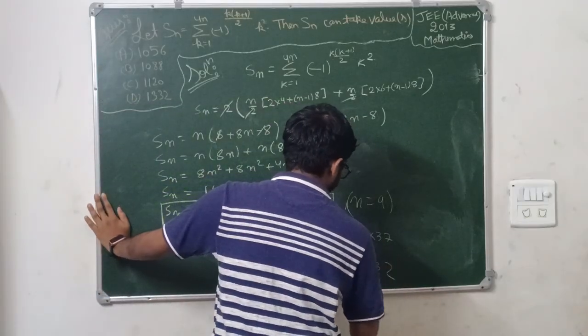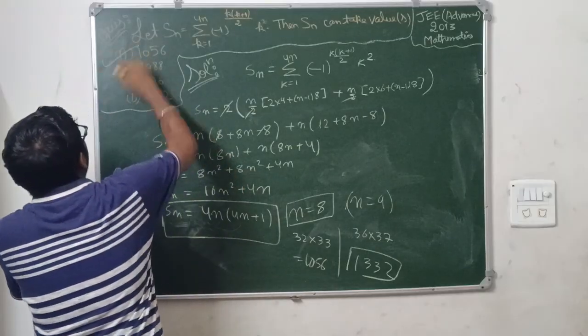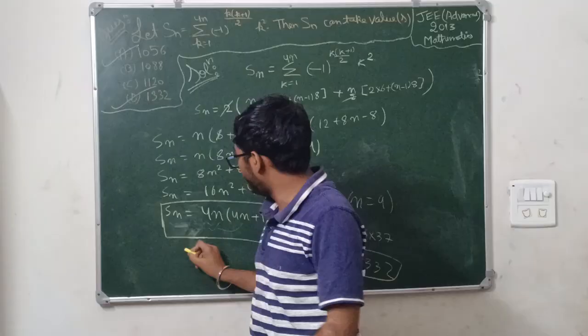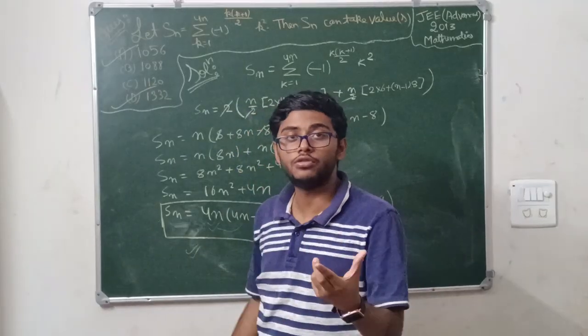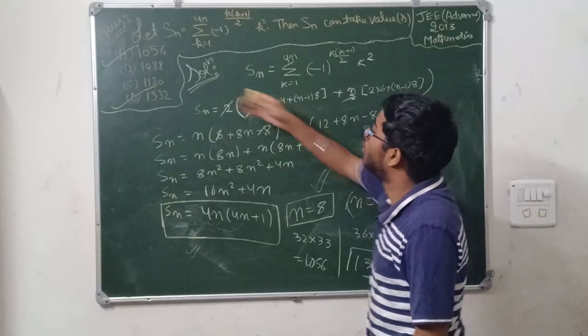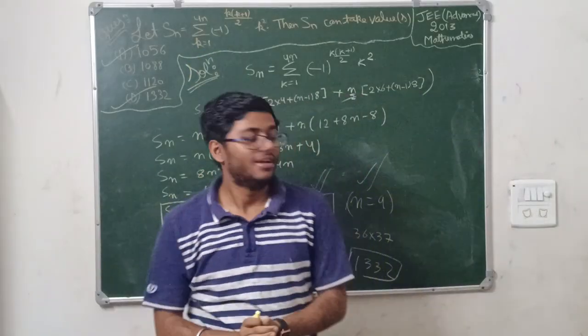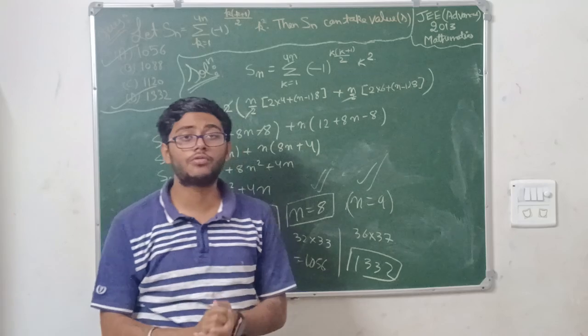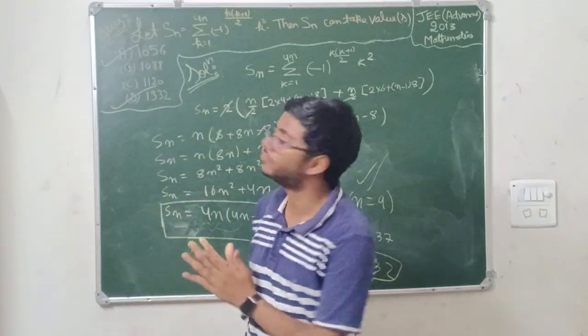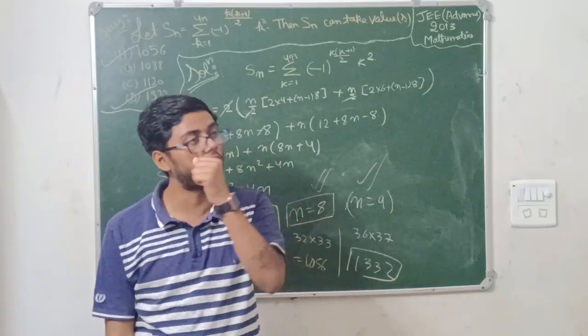Means these two values it can take, means option number A and option number D are correct. You just have to apply the hit and trial method here, putting different values of n. If you put n is equals to 8 and n is equals to 9, your answer will come option number A and D. Okay. This was the question, and it was a very good question. I will not say that it was a very easy question. Yeah, it was a very good question of sequence and series, which was asked in Advanced 2013.